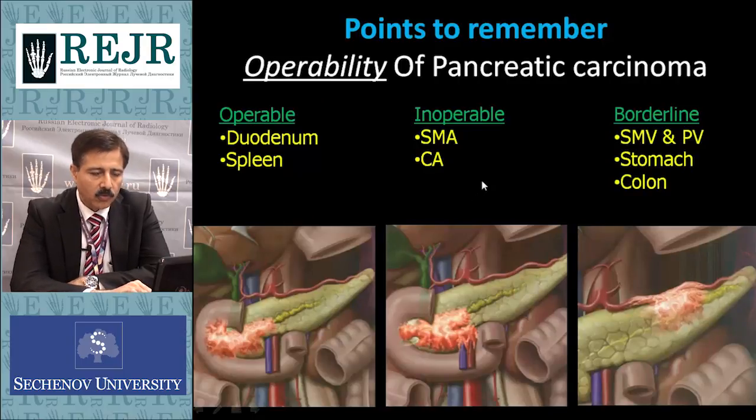So a recap of what we have learned about operability of pancreatic carcinomas. If the duodenum or spleen is involved, this is operable. If the SMA, superior mesenteric artery, or celiac artery is involved, then it is inoperable. And there can be various borderline tumors, for example, SMV and portal vein, splenic artery as in this case, or stomach and colon if they are involved.